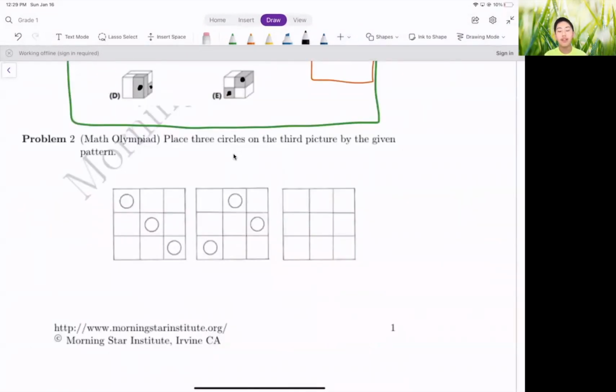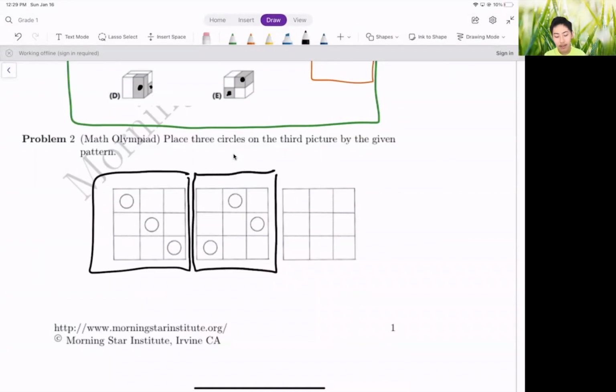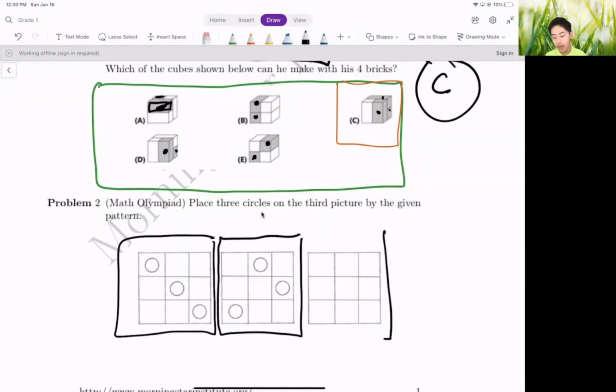Problem 2, place 3 circles on the third picture by the pattern. So for the first case, you see that we have 3 circles placed horizontally. For the second, we have these 3 squares placed like this. Then we are shown the pattern is that every time we have another picture, one of the circles moves to the right. And once it goes to the right, then it just jumps back as shown right here by my green arrow. Once it reaches the end, then it just goes right back.